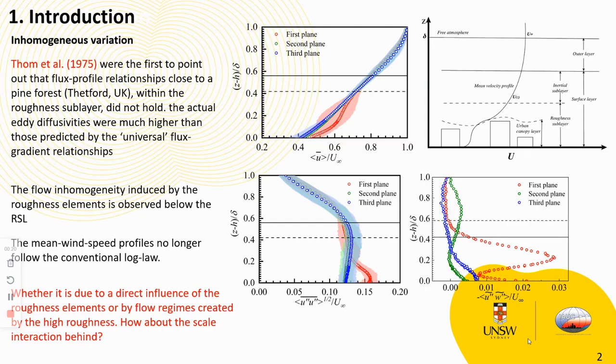First, it's about the background, because in our traditional method we use the log law to describe the wind profile, but in fact the log law in the roughness sublayer is not applicable.